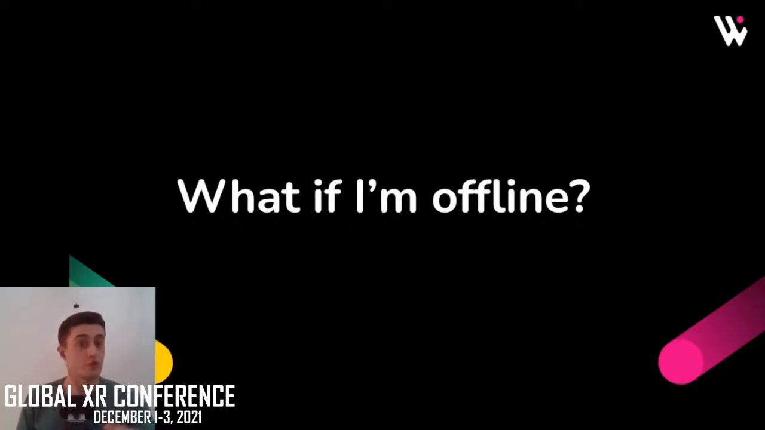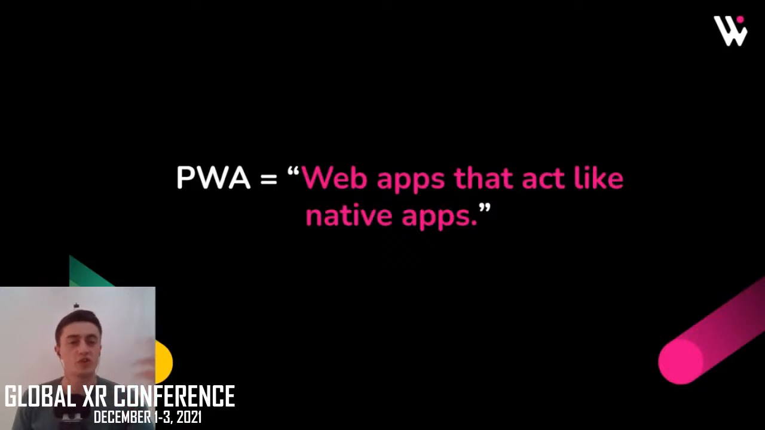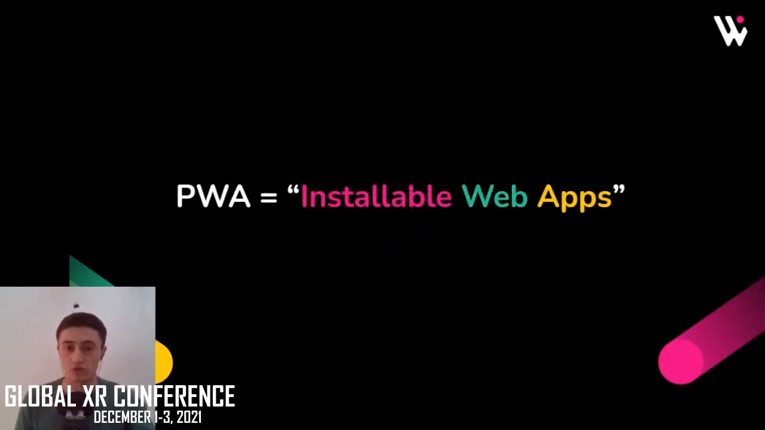The answer for the web here is progressive web apps, or PWAs. Progressive web apps can be thought of as web apps that act like native apps. And the idea is not to actually build a native app through web technology. That's not really a PWA. A PWA is actually a website that can be installed, for example. So PWAs can be seen as installable web apps.